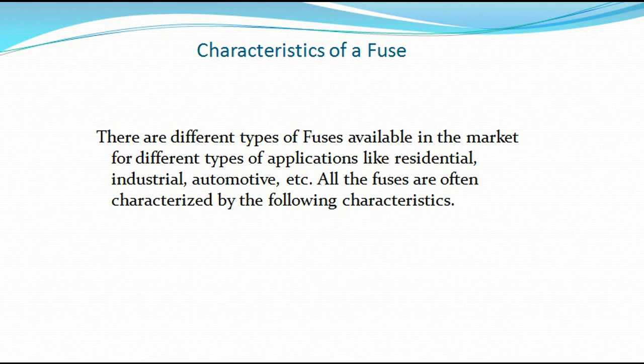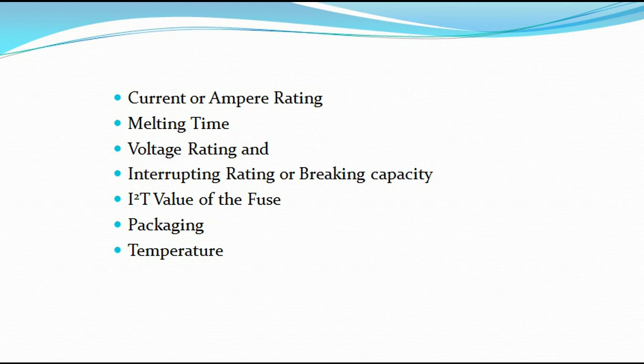All these things I'm calling now fall under the characteristics of a fuse: current or amp rating, melting point, voltage rating, and interrupting rating or breaking capacity. The I square T value is called amp square per second value of the fuse, packaging, as well as temperature. All these are the characteristics of fuse. Now let's move forward.